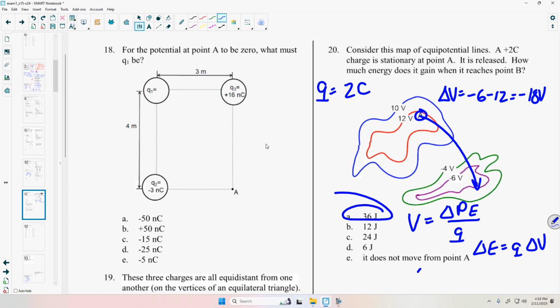The same going from B to A. Answer 36. If it were going from B to A, well, that would have to be what kind of charge? A negative. If it were a negative 2 coulomb charge, it would move from B to A, from low to high potential, and then it would be the same answer.